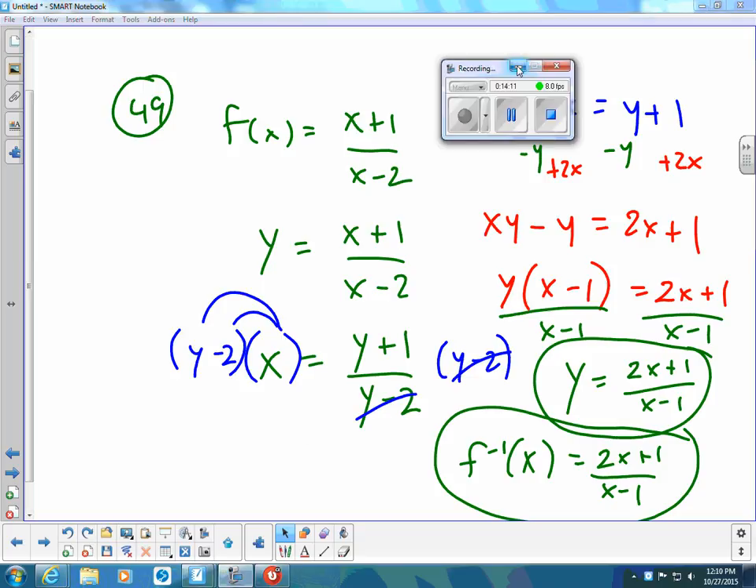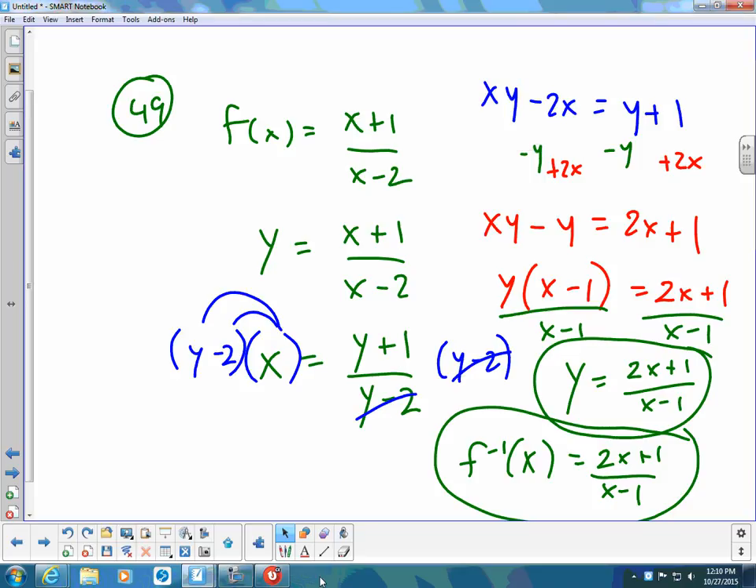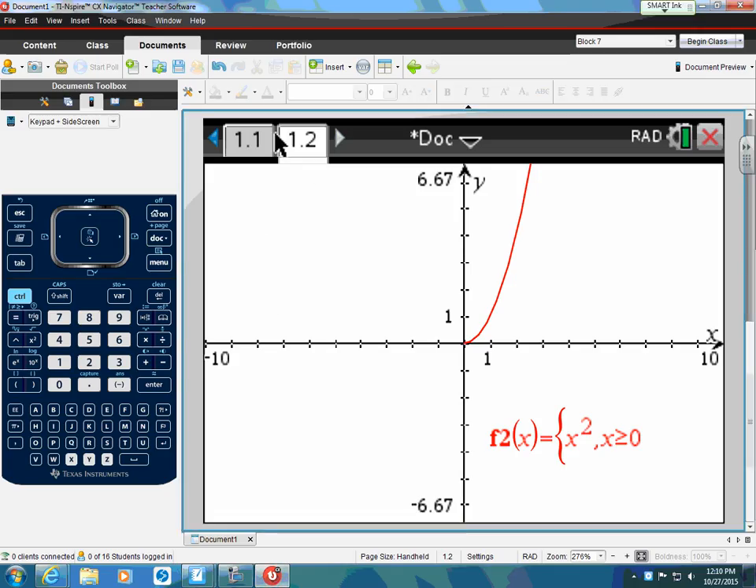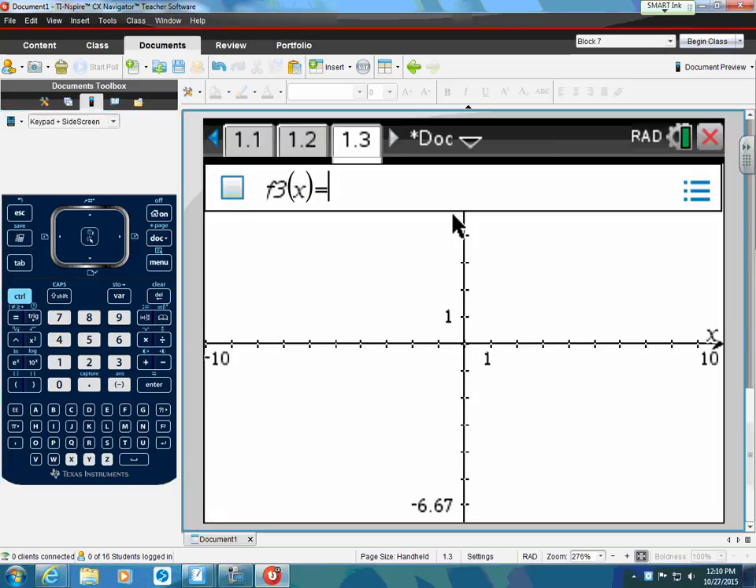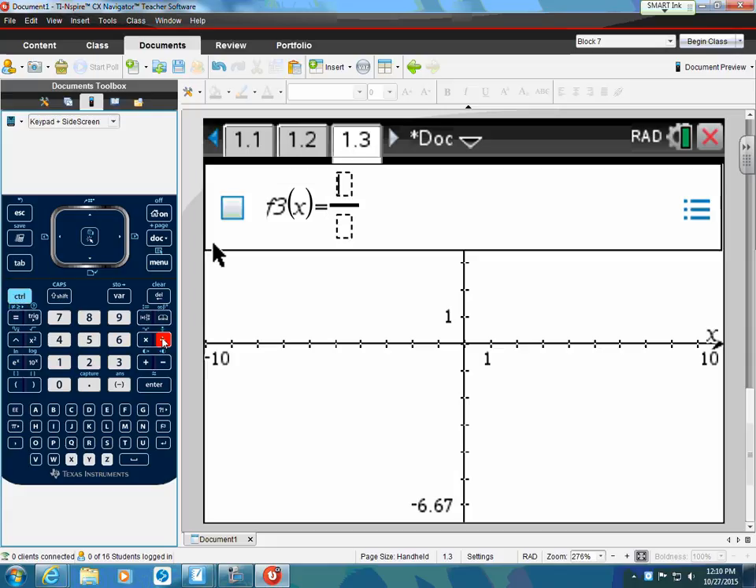Okay, so if we're going to look at the domain and range for these, I think that might be easiest at this point to do with a graphs page. So let's type this function in on a graphs page. Grab your calculators. I'm doing control divided by, and I want x plus 1 over x minus 2. Is that correct for my original?